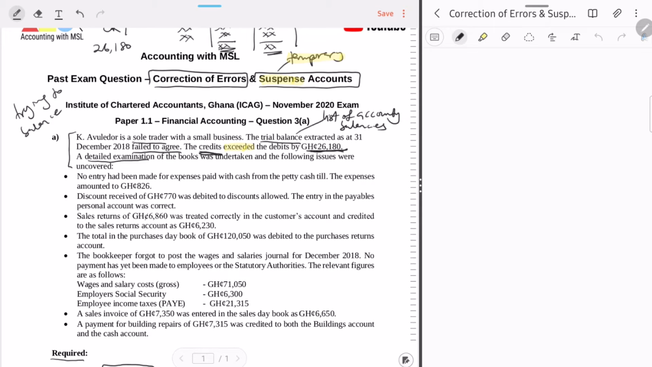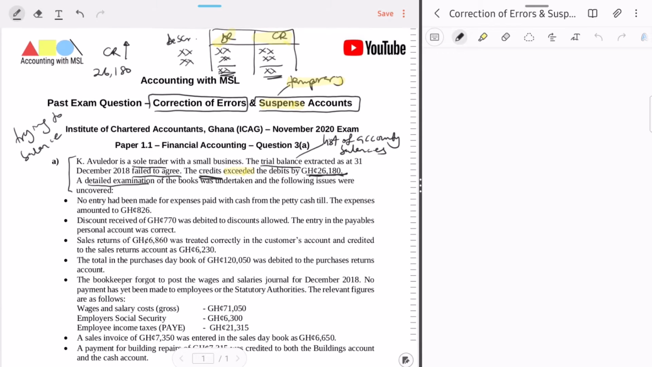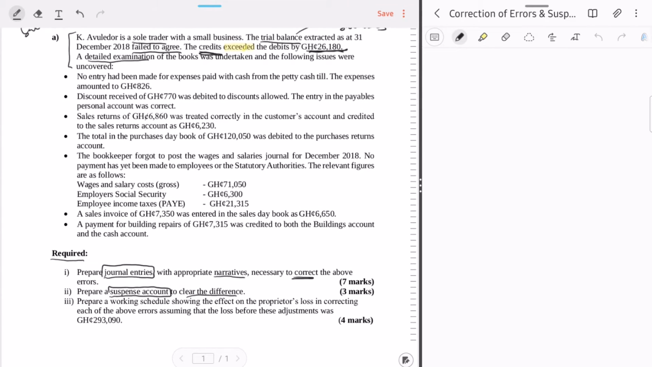26,180. And we said it is because the accountant ended up having more credit entries than debit entries. Ordinarily, this should not happen because if you remember, the double entry rule is simple. For every debit, there is a corresponding credit, right? So if they did the right thing, then the debit should have ordinarily equaled the credits. But now they have more credits than they have debits. So it means they did some wrong things here and there. Don't worry, we'll fix that.